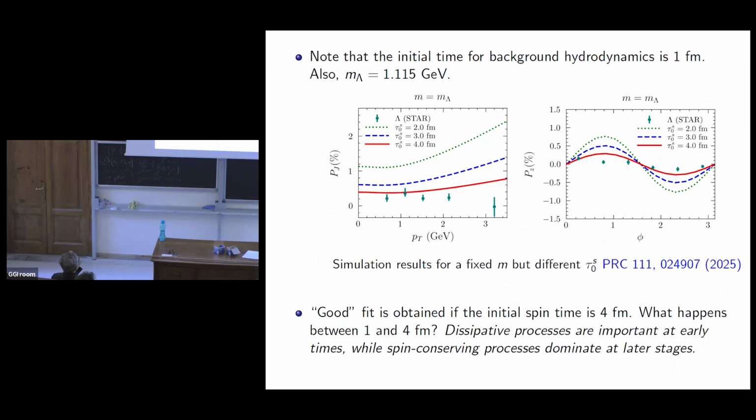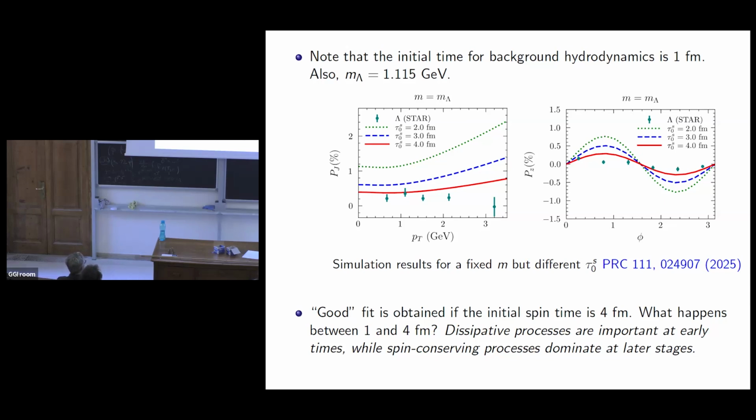Now, time for results. As I said, there are two parameters in this approach: the mass of particles and the initial spin time. We first fix the mass of particles to be the lambda mass, and then plot the spin polarization for different values of initial time. Now, these numbers should be compared with the initial time of the hydrodynamic background, which we take to be 1 Fermi. The left figure is the y component of polarization, and the right figure is the longitudinal polarization.